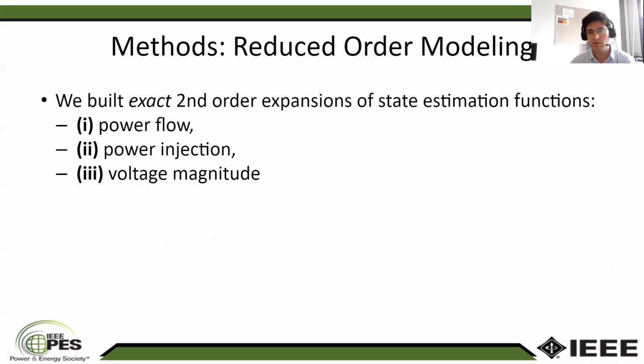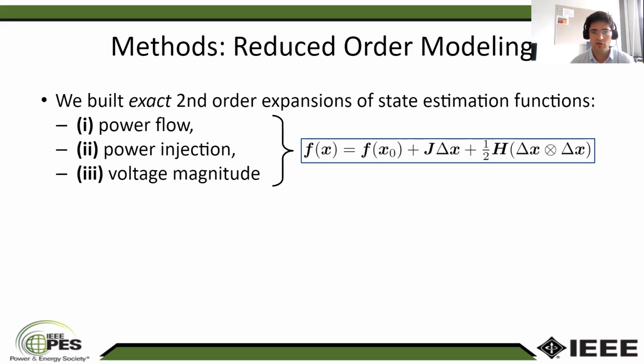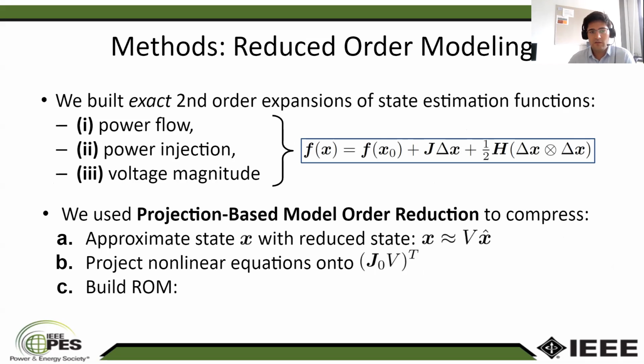Now, in order to construct a reduced order model, we built an exact second-order expansion of the common nonlinear state estimation equations, i.e. power flow, power injection, and voltage magnitude equations. And the second order expansion had a constant term, a linear term, and a quadratic term. Next, we use so-called projection-based model order reduction in order to compress these equations.